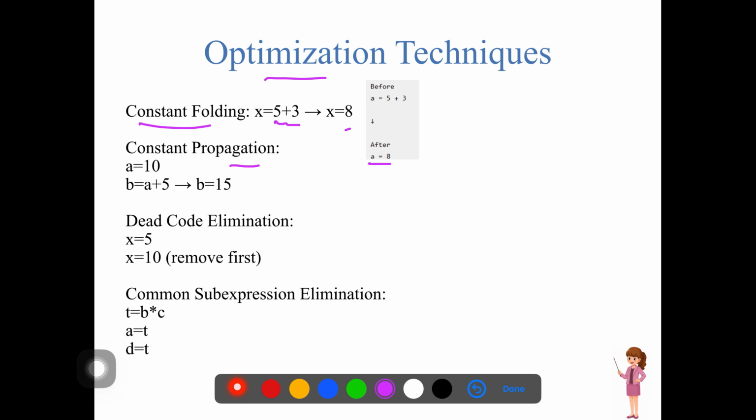Dead code elimination. The original is x equals 5 and x equals 10, and it removes the first. The first assignment is never used. The compiler removes x equals 5. Only the useful instruction remains. Common sub-expression elimination, where a multiplication is repeated. You can see A equals T, D equals T. Next, we'll move to the next slide.